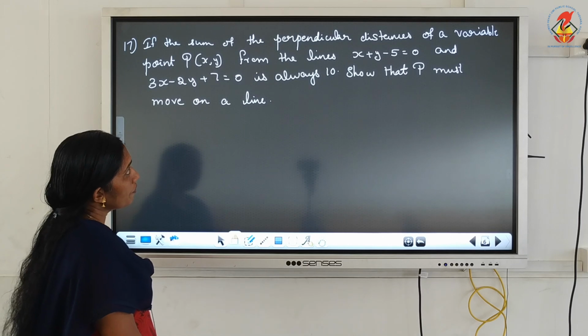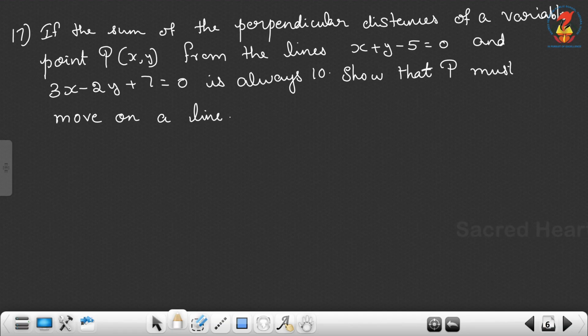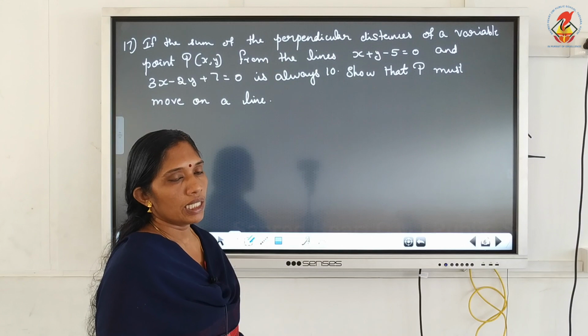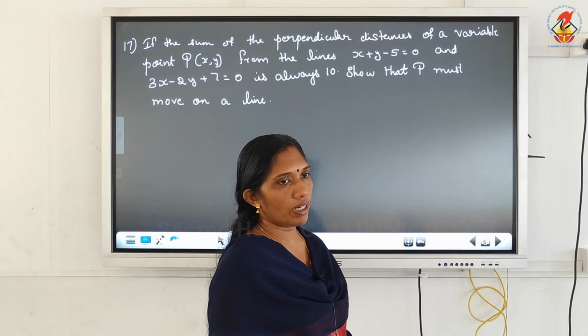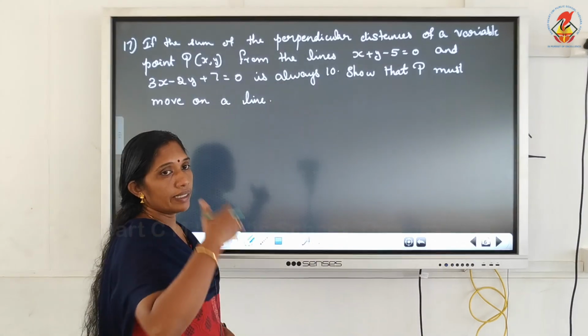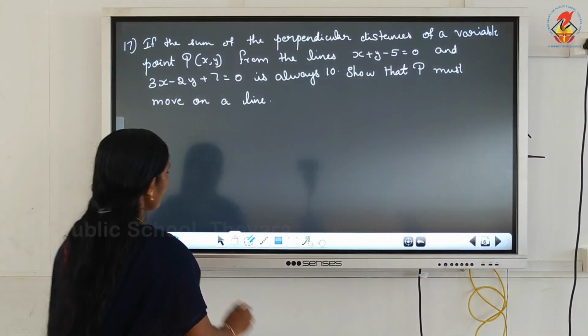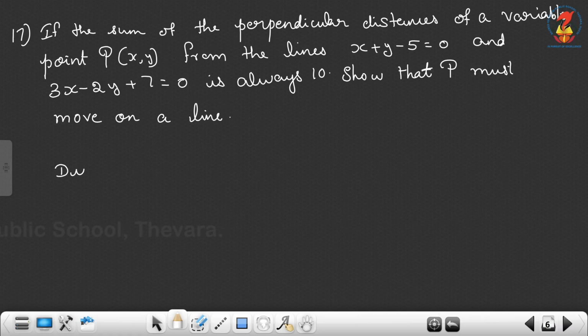If the sum of the perpendicular distances of a variable point from the lines is always 10, show that P must move on a line. The point is given as x, y. The sum of perpendicular distance, the distance of a point from a line, that result you have to apply.